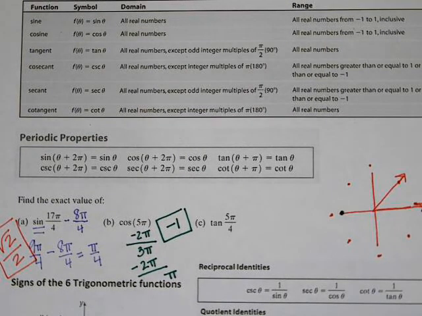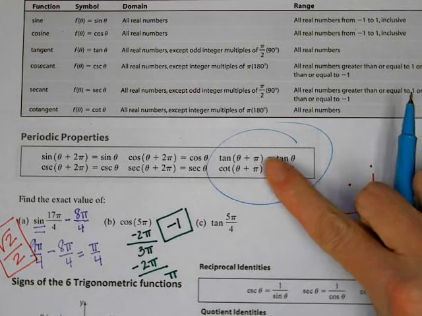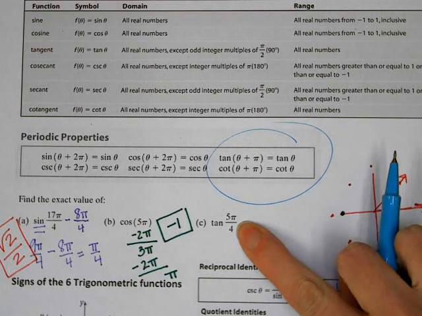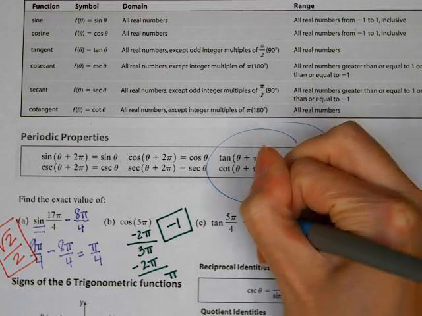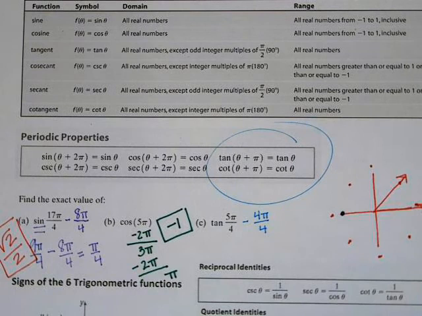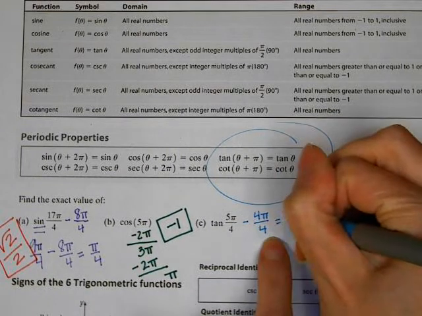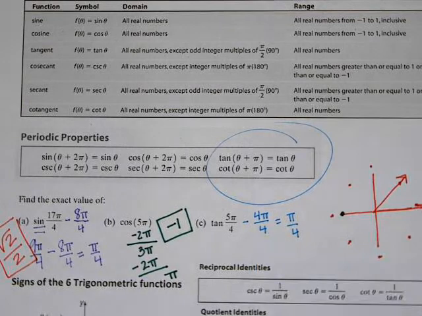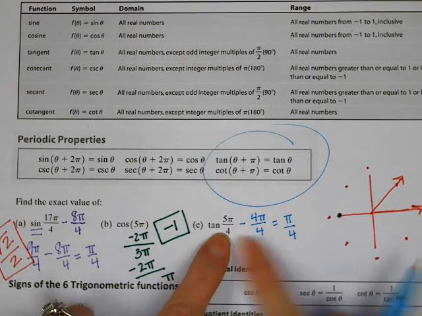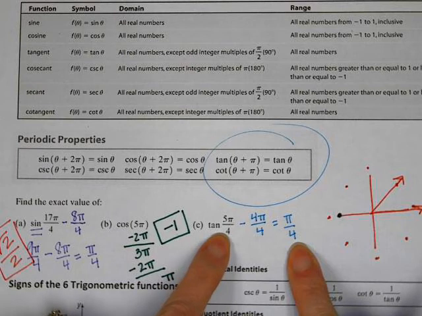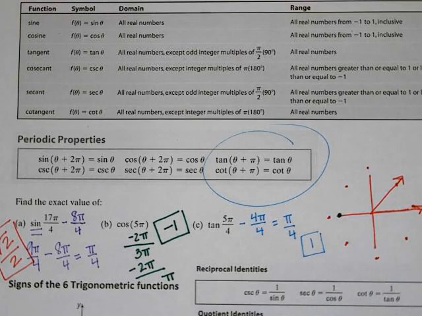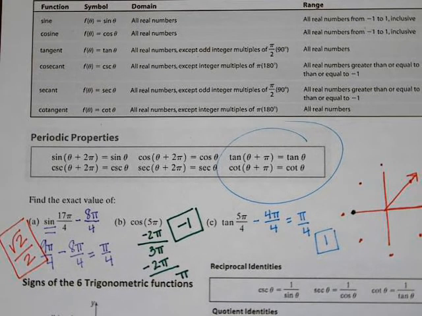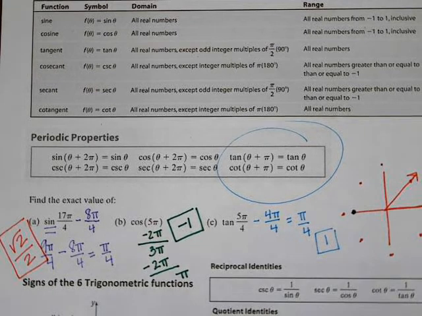All right, and then letter C, tangent of 5 pi over 4. Now, tangent repeats every pi. So we don't want to subtract 2 pi, we want to subtract 1 pi. But with a common denominator of 4, pi is just 4 pi over 4. If you subtract those, you get pi over 4. So tangent of 5 pi over 4 is the same thing as tangent of 1 pi over 4, and we know at pi over 4, tangent is 1, because since sine and cosine are the same and you divide them, you get 1. So those are some tricks when the numbers get bigger than 2 pi.